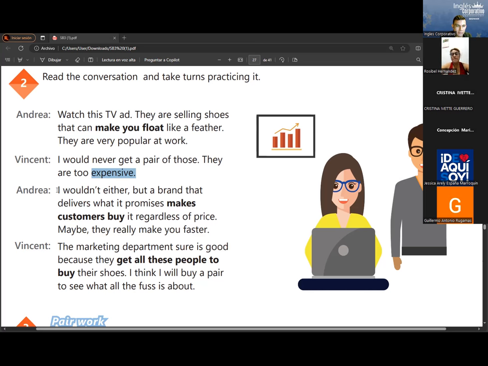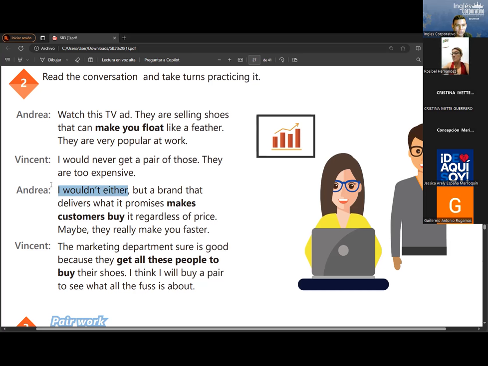I would never get a pair of those. They are too expensive. I wouldn't either. What is either? Well, in English, para decir yo tampoco. Esto se utiliza en una forma negativa. En ocasiones cometemos el error de decir I don't too. Y too significa también, pero se utiliza en la forma positiva. En either se utiliza en la forma negativa. Significa que no lo hace tampoco. I wouldn't either. Either es para negación.